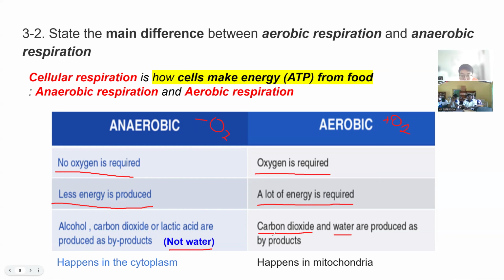So again, in aerobic respiration, carbon dioxide and water are produced. But in anaerobic respiration, alcohol is produced instead. Carbon dioxide is also produced, the same as for aerobic respiration. But the difference is that alcohol or lactic acid is produced and not water. And anaerobic respiration happens in the cytoplasm.